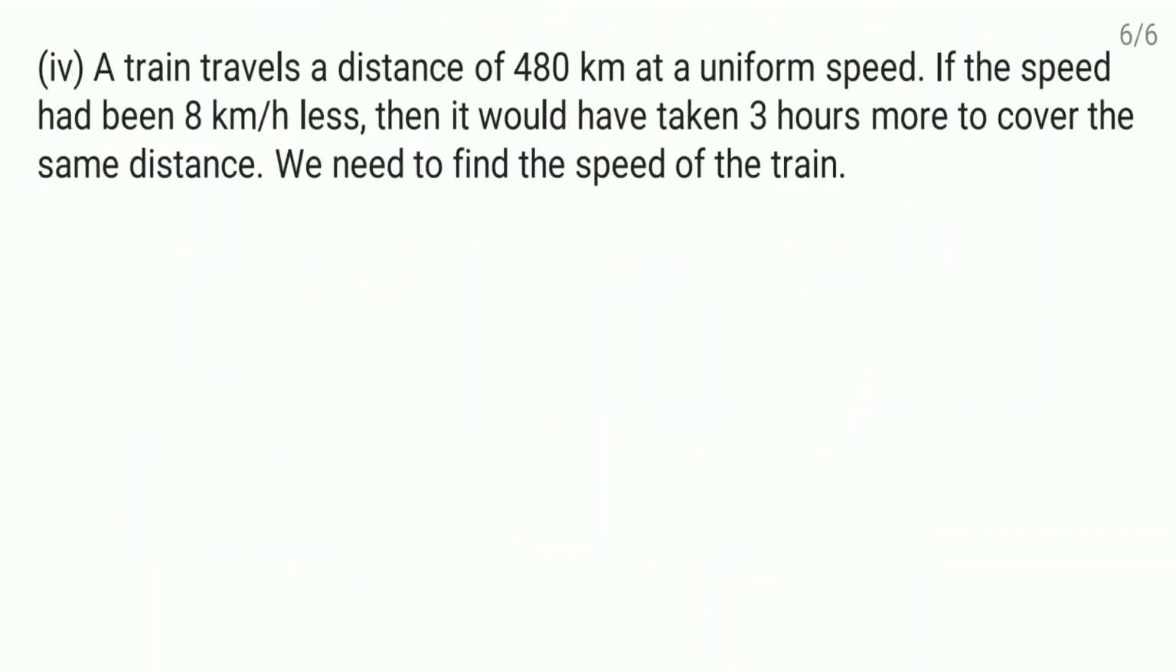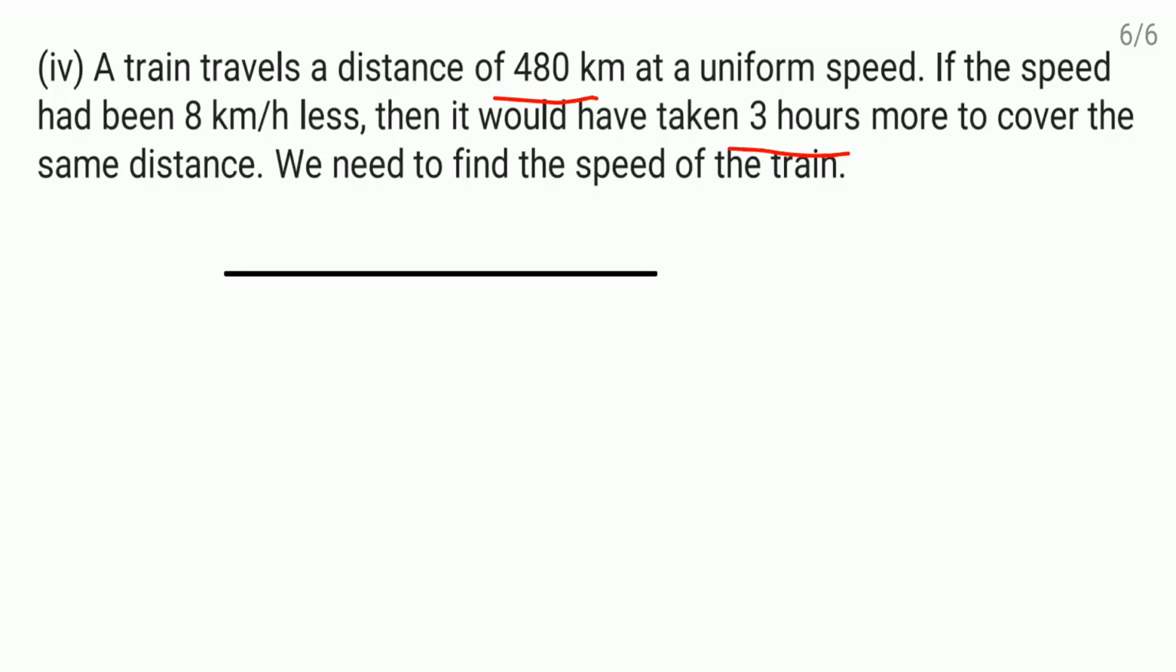Fourth one. A train travels a distance of 480 km at a uniform speed. So distance is 480 km. If the speed had been 8 km per hour less, then it would have taken 3 hours more to cover the same distance. We need to find the speed of the train. See what they are saying here? Now the distance is 480 km.